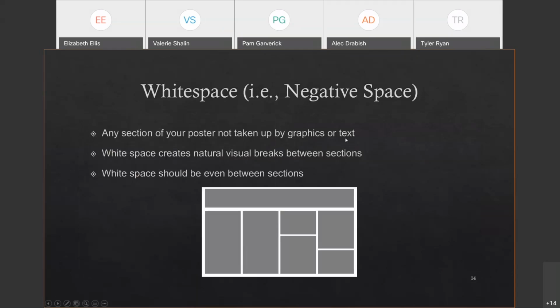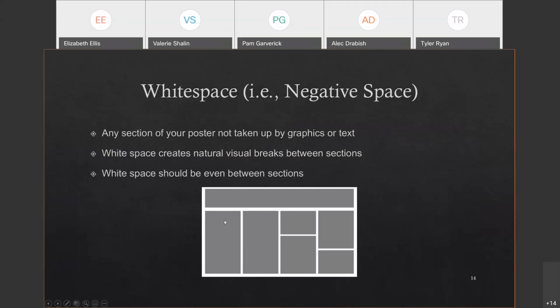So let's talk about white space. White space is negative space. On your poster, yes, white space will typically be white, but it's any section of your poster not taken up by graphics or text. It creates natural visual breaks and should be even between sections.